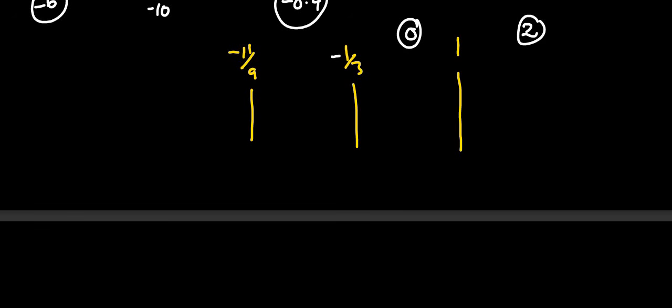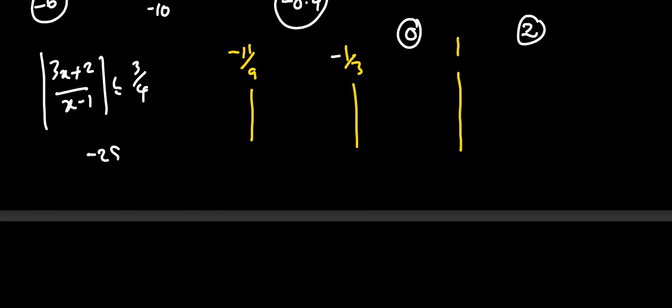We need to use the original expression, which is 3x plus 2, over x minus 1. We want to check if the left is actually going to be less than or equal to the right-hand side. So if I put a 10 there, that's going to give us negative 30, plus that, negative 28. I put a negative 10 down, that's going to be a negative 11, negative and negative.